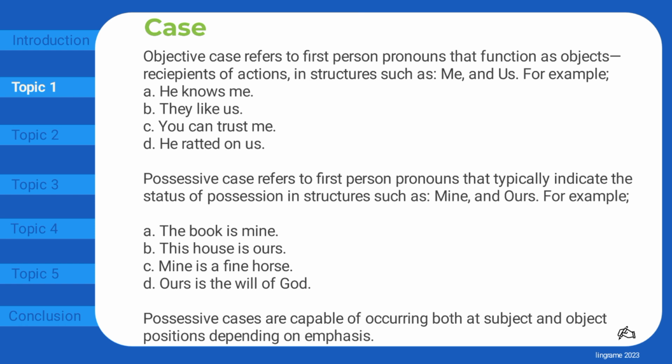Possessive case refers to first-person pronouns that typically indicate the status of possession in structures such as mine and ours. For example, the book is mine. This house is ours. Mine is a fine horse. Ours is the will of God. Possessive cases are capable of occurring both at subject and object positions depending on emphasis.